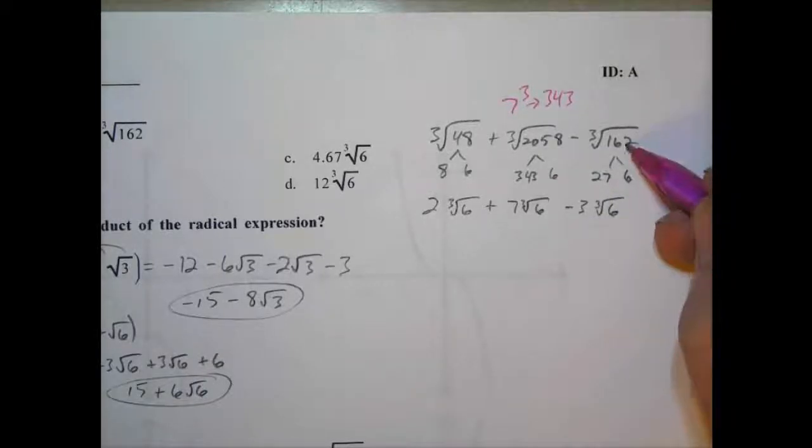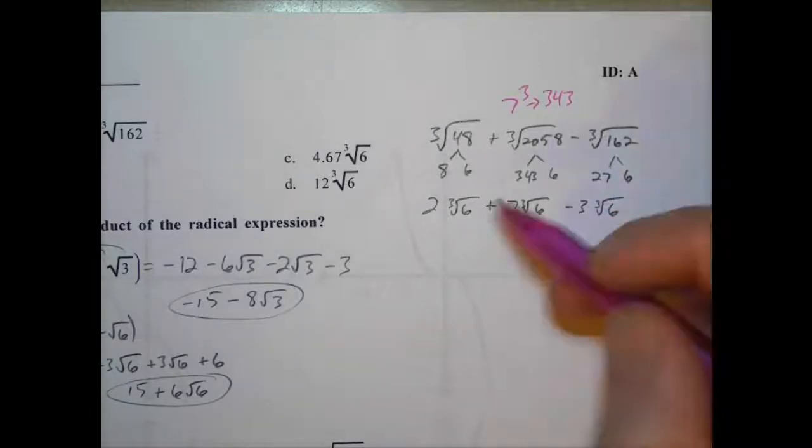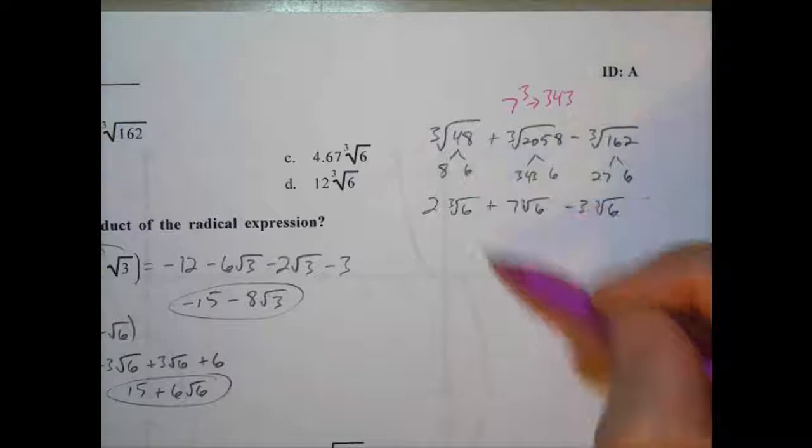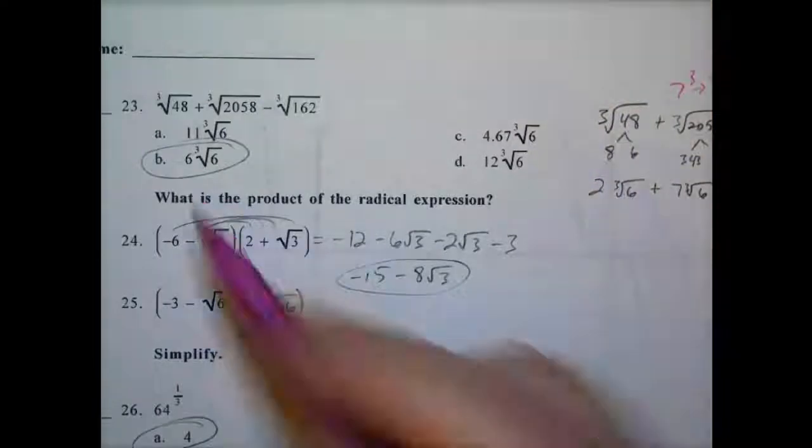Cube root of 162 will break down to 27 times 6, the biggest cube that I can pull out of this one. So that's 3 cube root of 6. 8 was 2 cube root of 6. So 2 plus 7 is 9, minus 3 is 6. So I have my solution as 6 cube root of 6.